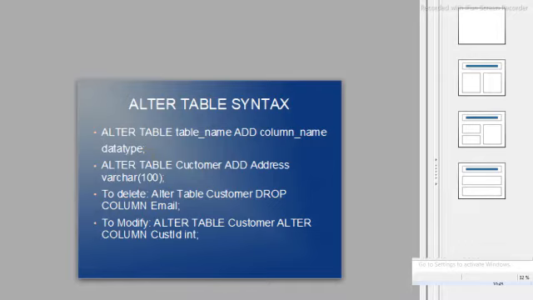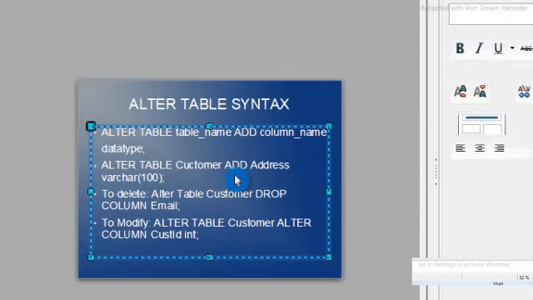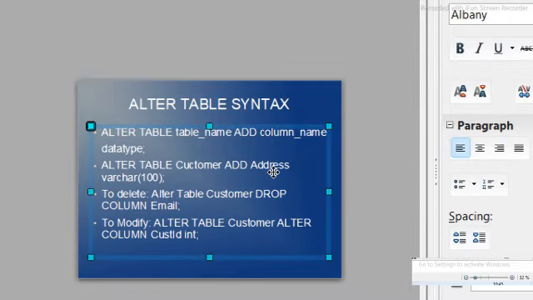For example, we are altering the table here. Alter table customer. The table name is customer. Add, we are adding a column, address, varchar 100. We are adding the address of a customer in the customer table. We can give the address length up to 100 characters.